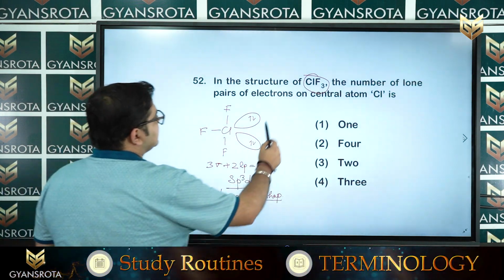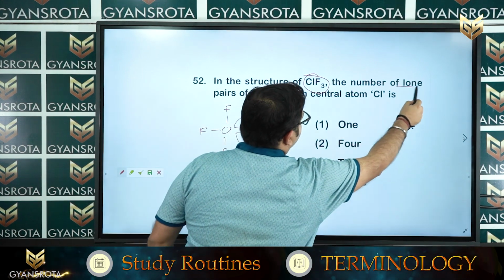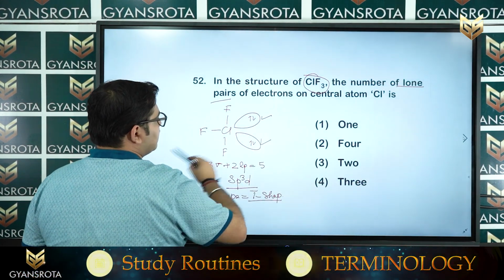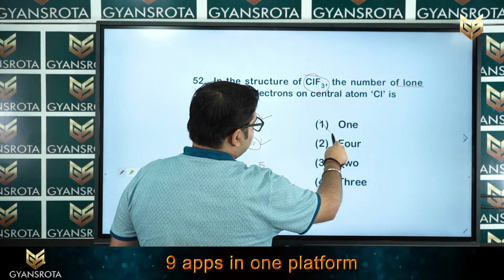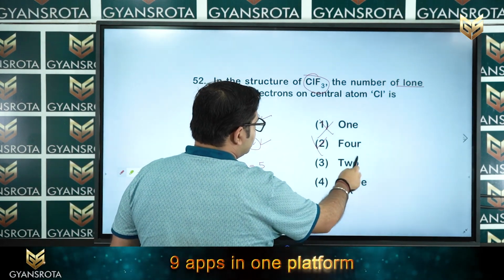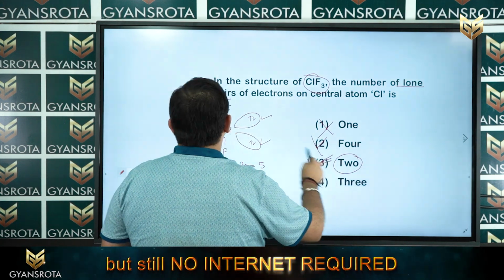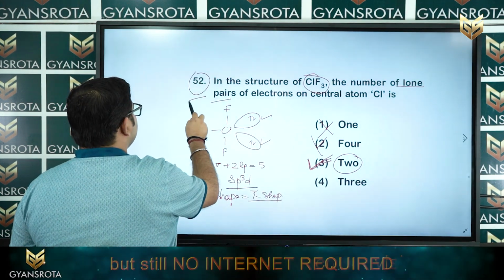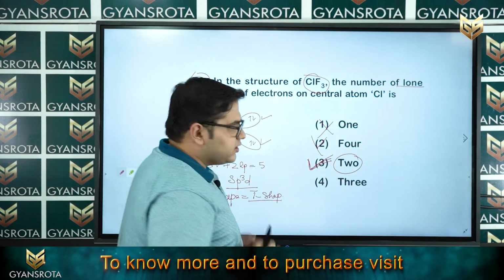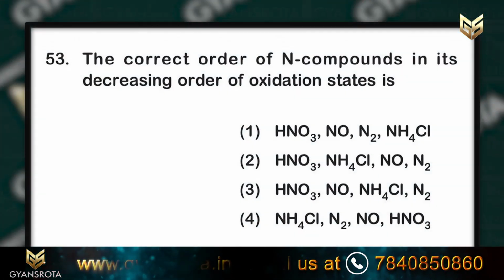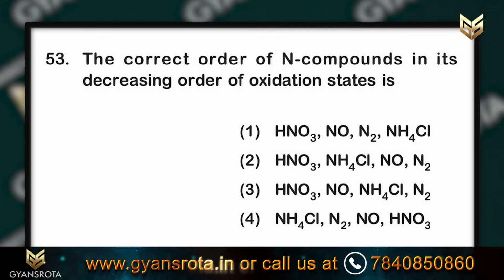So, what they ask? They ask you the lone pairs. Okay. So, how many lone pairs are there? 2 pairs of lone. So, if you see 1 no, 4 no, 2. So, this is the correct option of your question number 52. Now, we are moving to the next question, that is question number 53. So, question number 53 is on the screen.